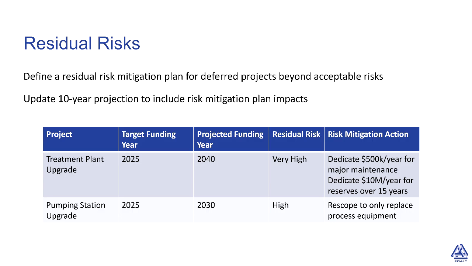Another kind of strategy we can take is if we have a less critical asset like a pumping station, we might rescope the project. We might look at it closer and think, okay, instead of replacing an entire pumping station, the building, the wet well, the pumps, the electrical, maybe it's only the pumps that are in poor condition that need replacement. And maybe we rescope it so it's more affordable and can be done sooner.